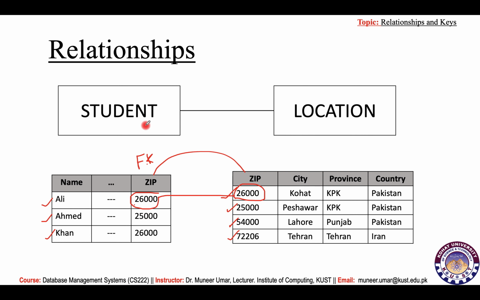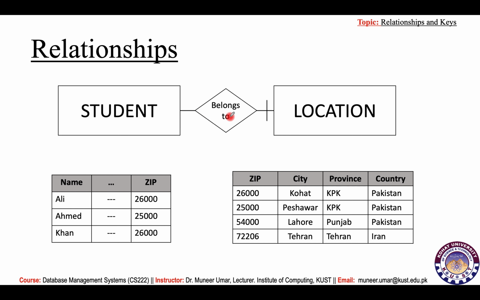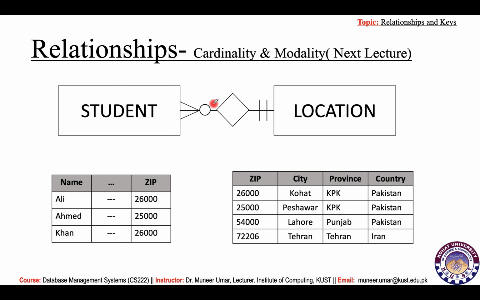So this student belongs to location. To identify the relationship between these two entity types, we must have a diamond symbol here, which is used to show the relationship between entities. We may have some other symbols along with this diamond between the entity types. These symbols will be discussed in our next lecture, which is about cardinality and modality.